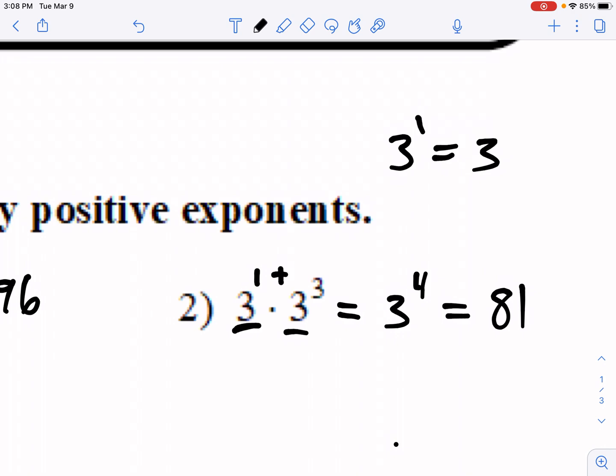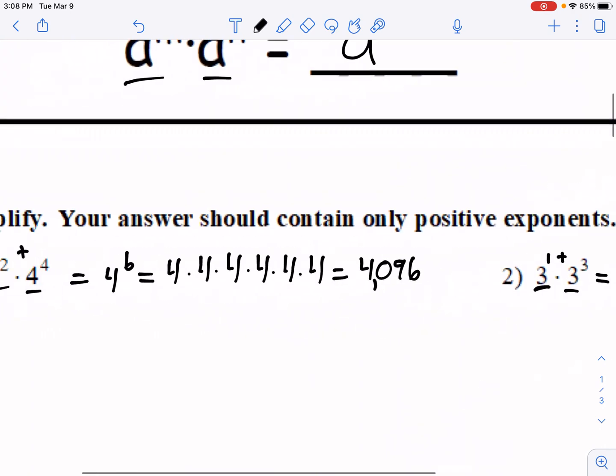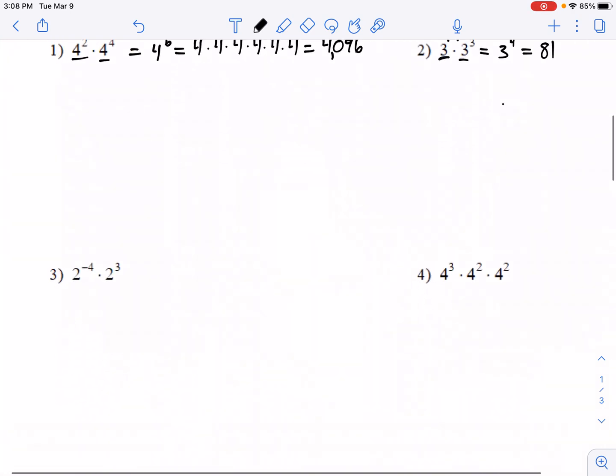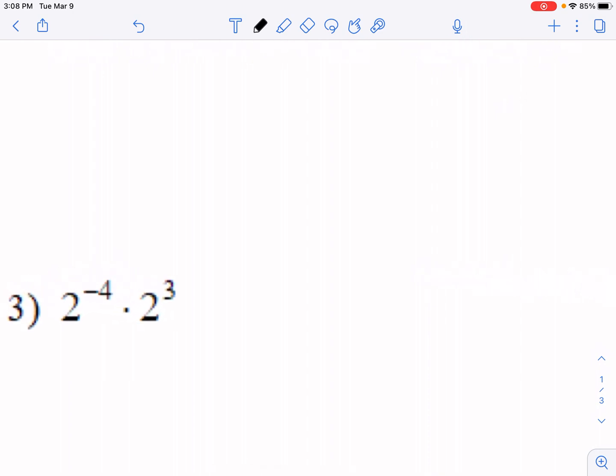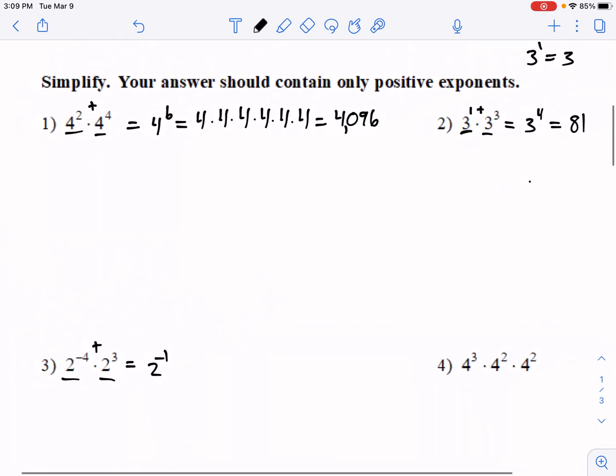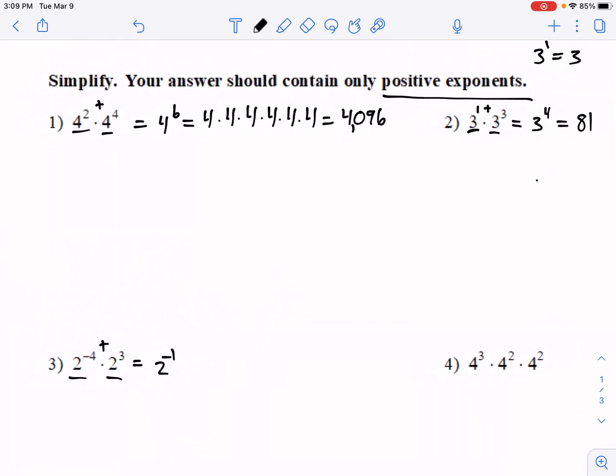Okay? Then we also have examples that might include more than just 2 powers here, or one that involves a negative exponent, okay? So it's still the same rule here. We have the same base, so if we add those together, what's negative 4 plus 3? Well, negative 1, right? So this would be 2 to the negative 1st power.